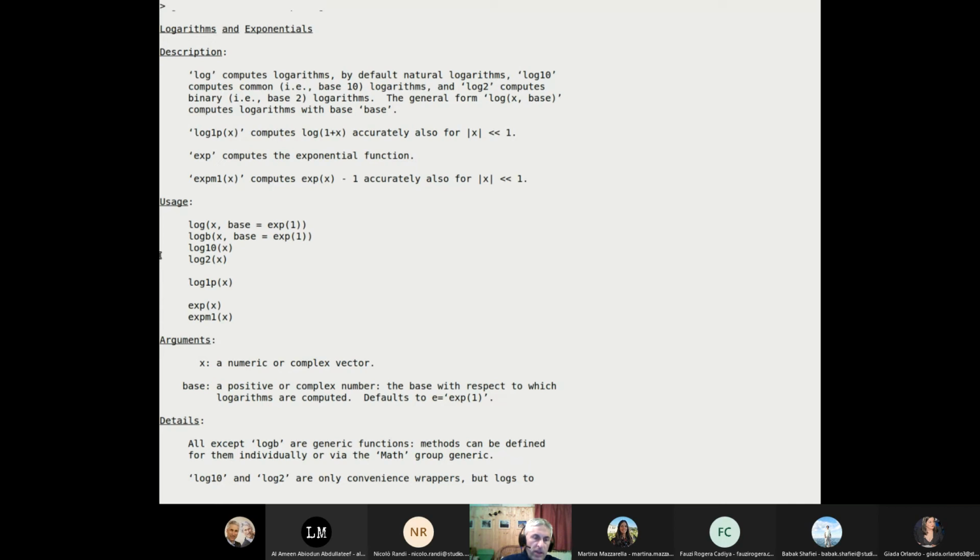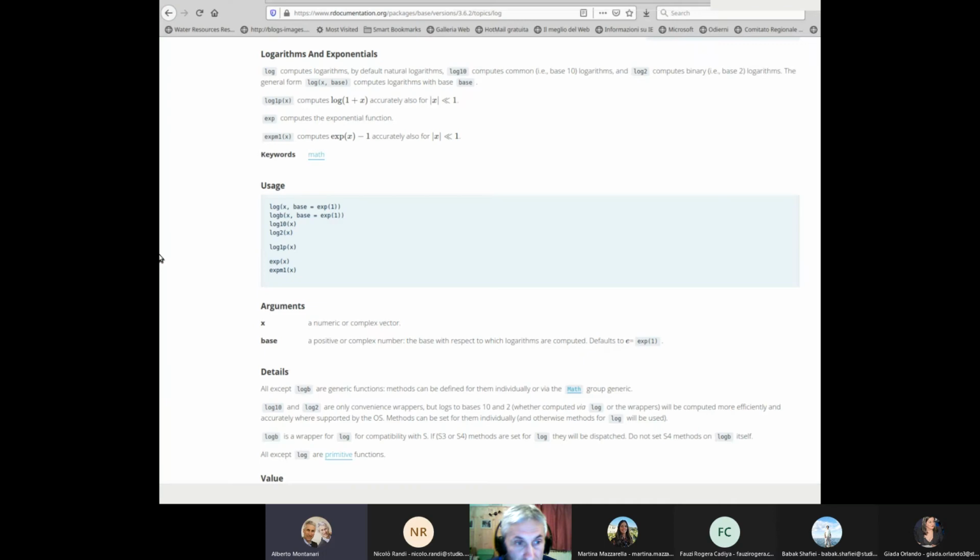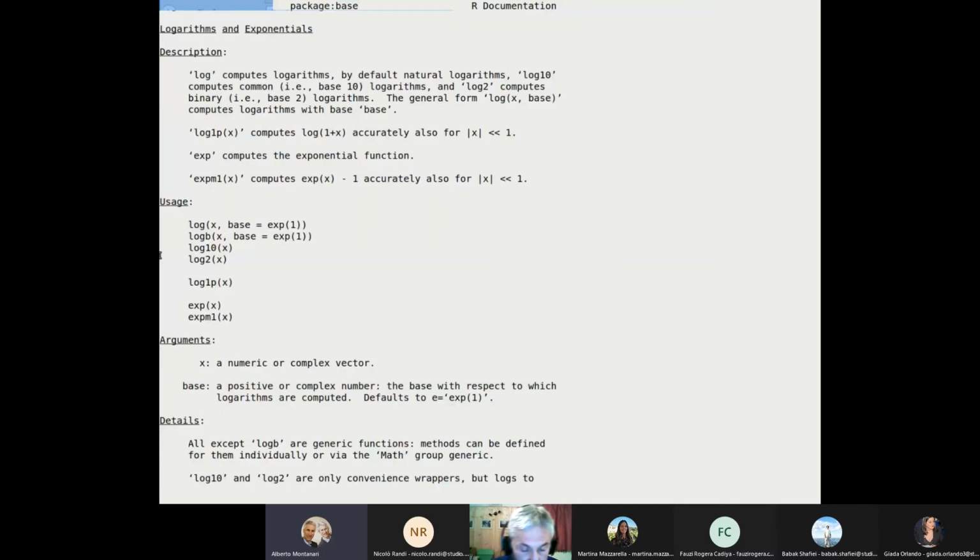This is another way of finding help, but in this case, again, you need to know the name of the function. If you search on Google, you could have used another keyword like logarithm, and you would find the same page. In R, if you use a keyword that is not, let's go out from this help by pressing Q.